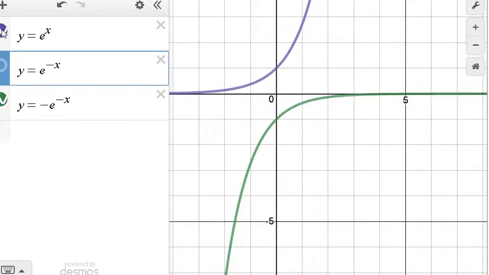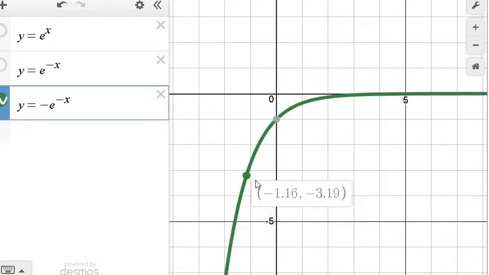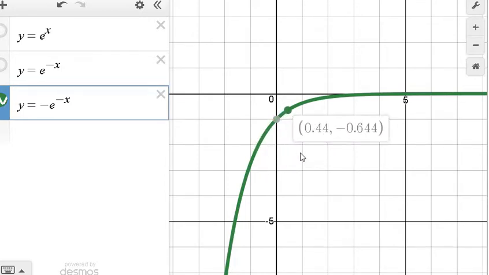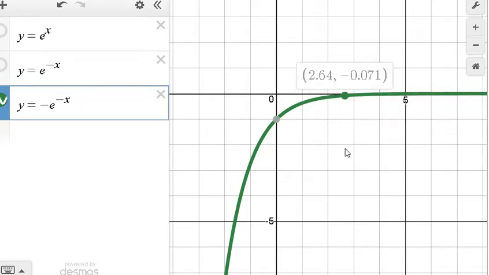So let me get rid of these real quick. No, this is actually an increasing function, right? Because as you move from left to right, the function is getting taller. So that makes it an increasing function, right? The y-coordinate is increasing. So when I move in this direction from left to right, take a look at the y-coordinates. They're getting bigger. So it's an increasing function.